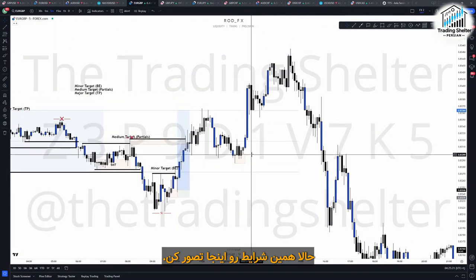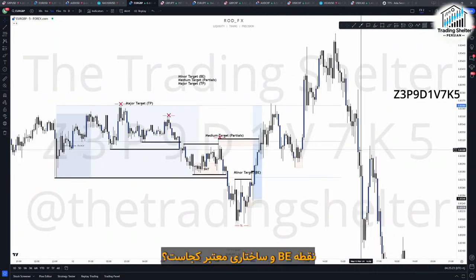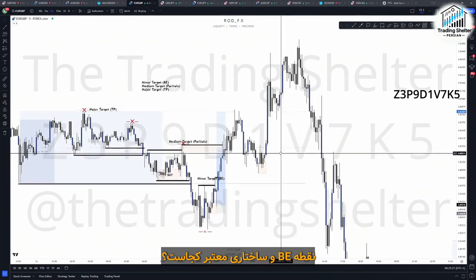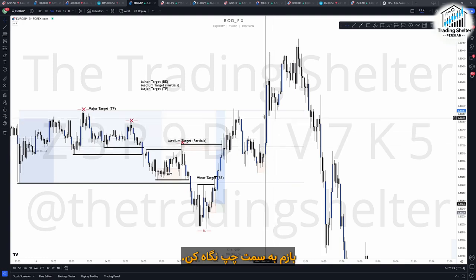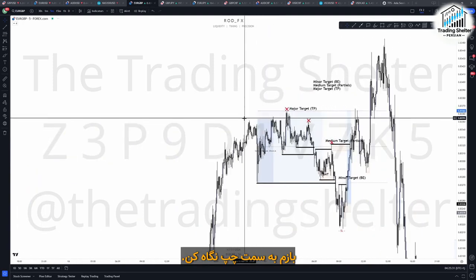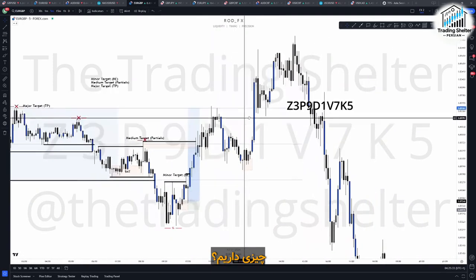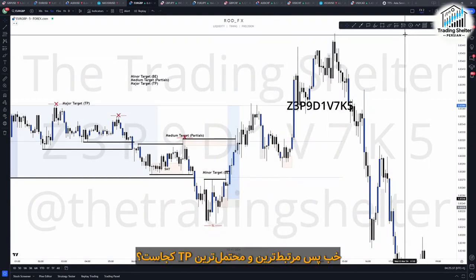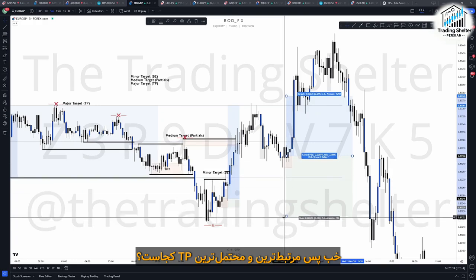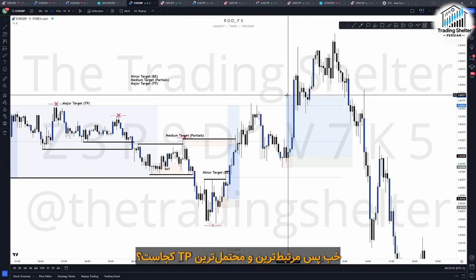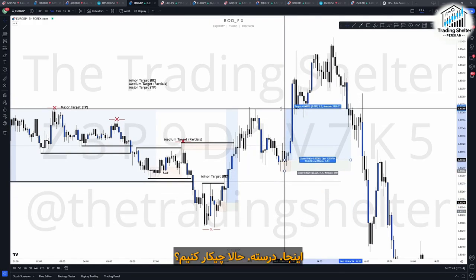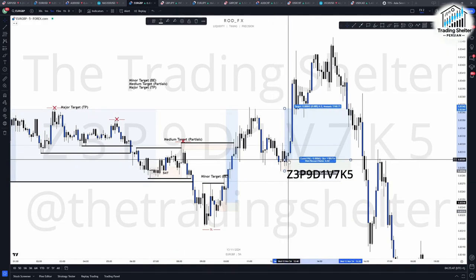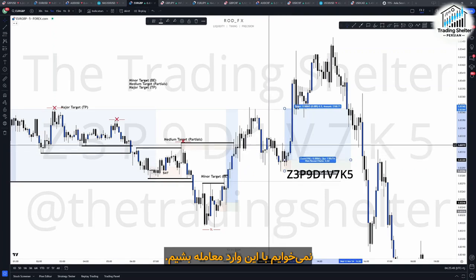Now, imagine same thing here. Where is your valid BE and structural point? Again, you look to the left. Do we have something? No. So the most relevant and the most probable TP is where? Here, right? So what do we do? It's a 1 to 4. We're not stupid. We're not going to get involved with this.